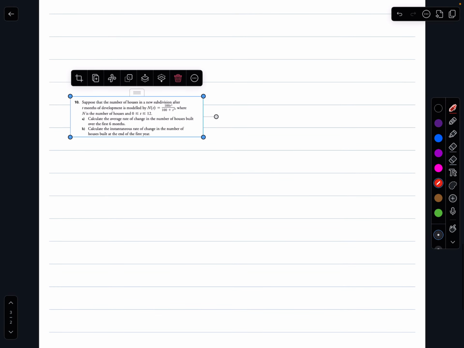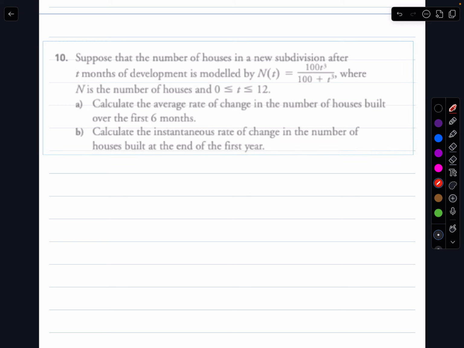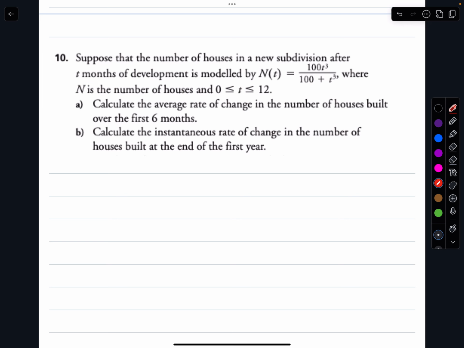Okay, let's move on to another one. Question 10. Okay? In this question, it's saying for part A, well, first of all, we know that the number of houses in a new subdivision, that's what we're trying to find.